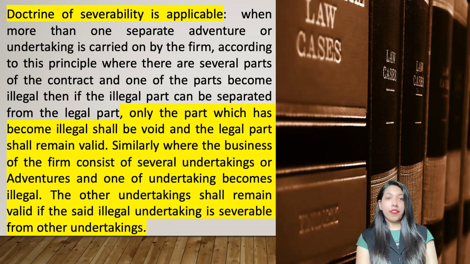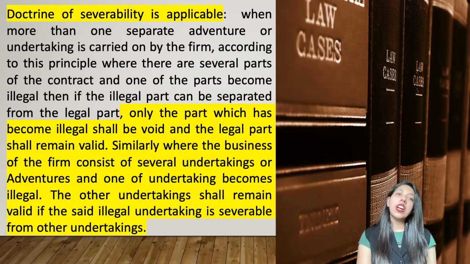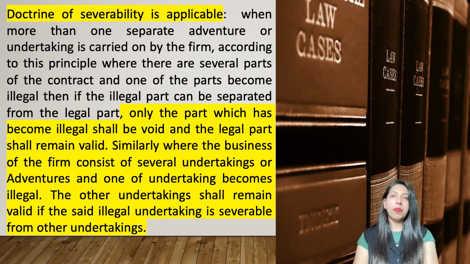So in simple words, only the part which has become illegal shall be void and the legal part remains valid. Similarly, where the business of the firm consists of several undertakings or adventures, some of which are illegal in nature, we have to avoid or cut off that particular part. That means by avoiding such business, we make the whole business legal.